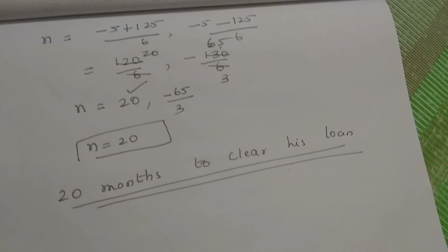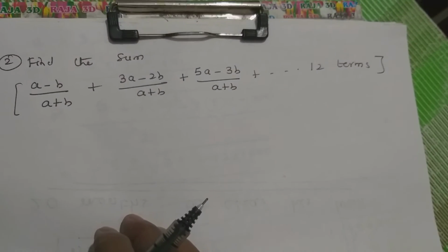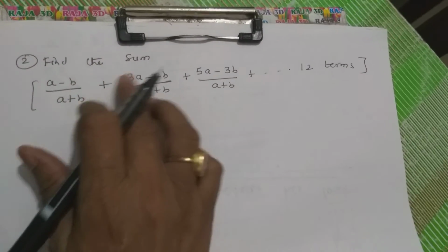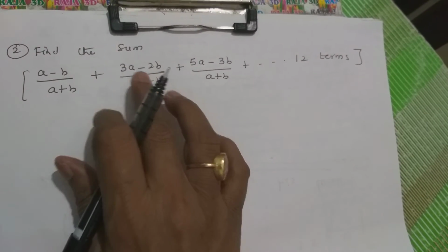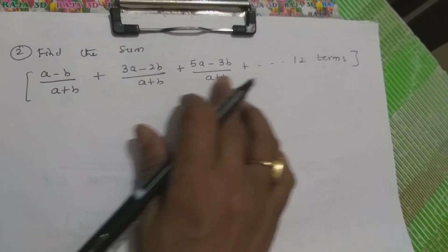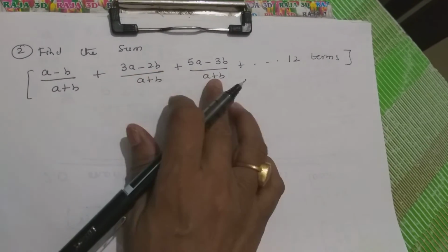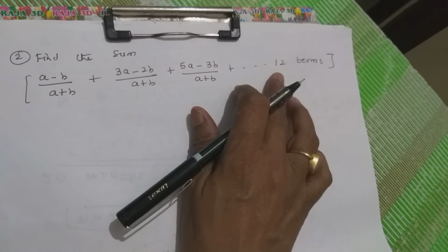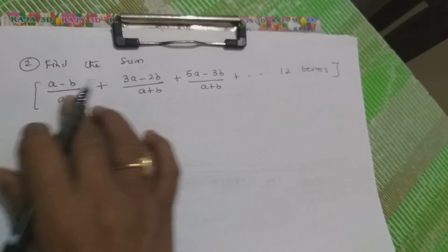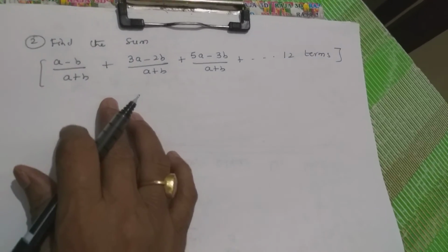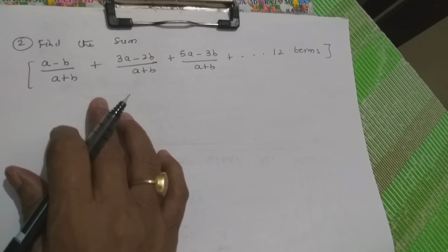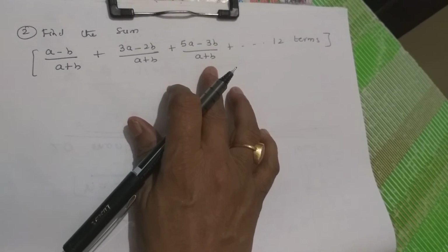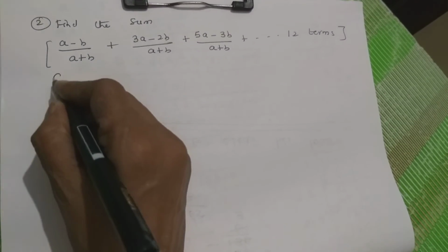Thank you, students. We are going to continue the session with another sum. Find the sum. This is also an AP. We are finding the sum of 12 terms. The terms are given T1, T2, T3, and we have to find S12. So we are doing this using the same arithmetic progression sum of the terms formula. So for that we need a and d.